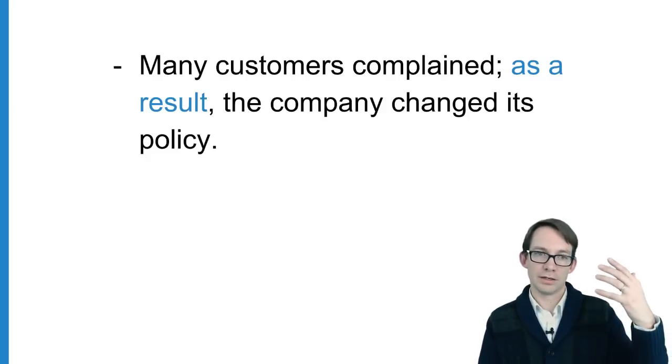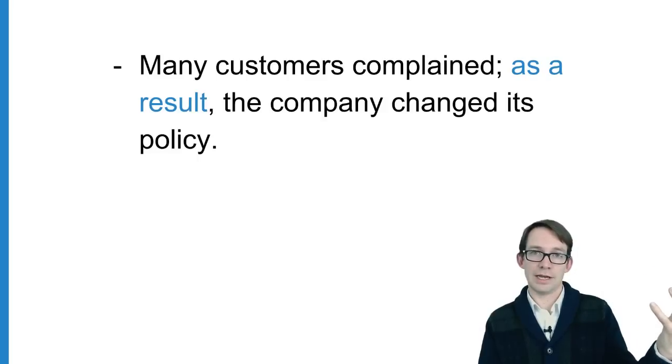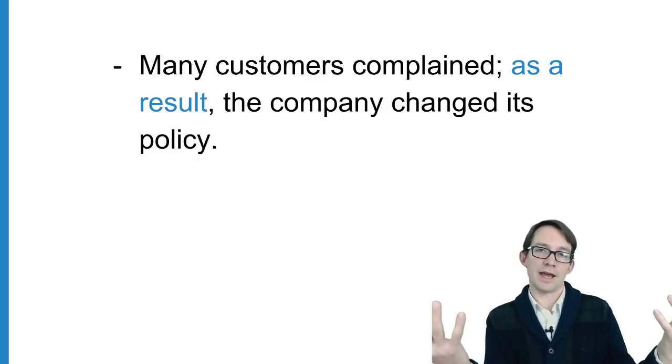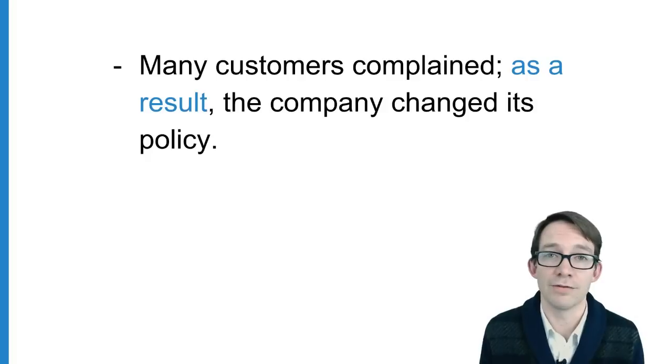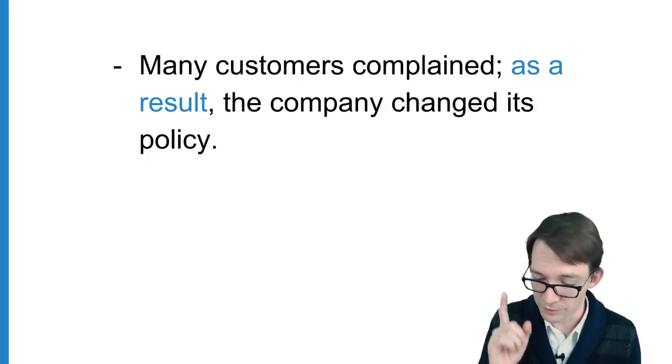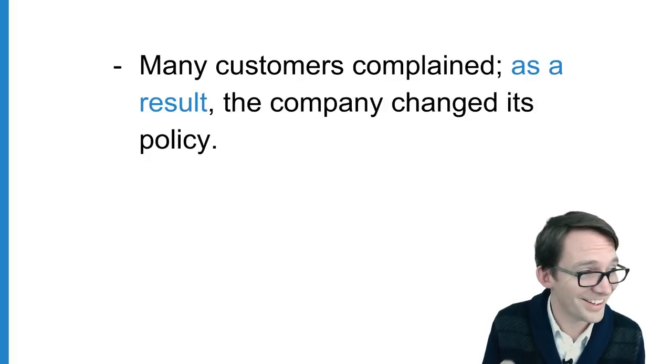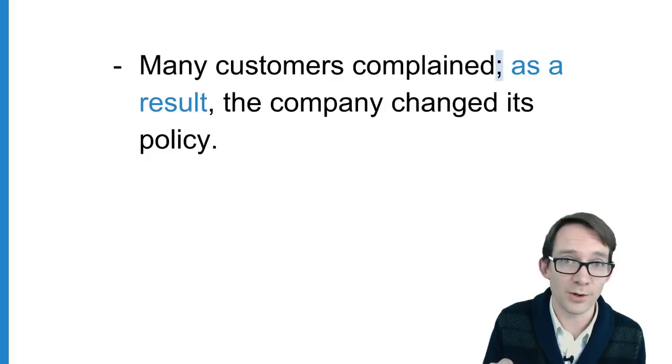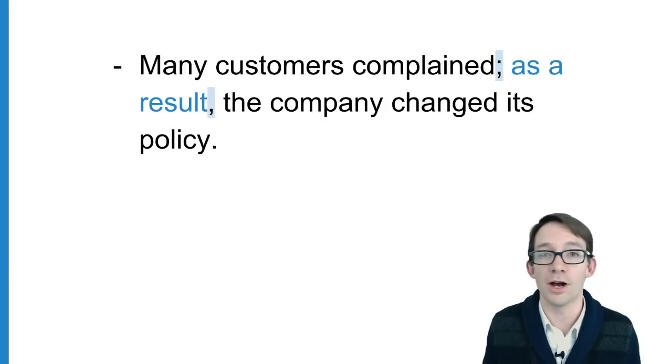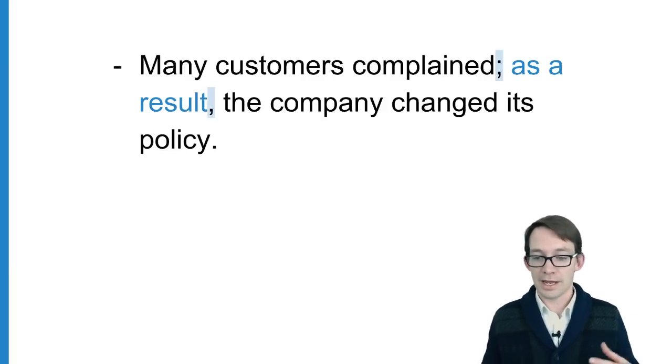So you've got the reason first, complained, and then you've got the effect afterwards with that conjunctive adverb in the middle. Now again, remember, because we talked about this a couple weeks ago, if you've got as a result in there, you need the semicolon, and then you need the comma there. Okay? And that's really all you need to know about the effect.